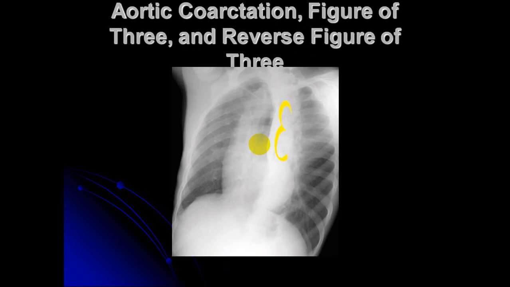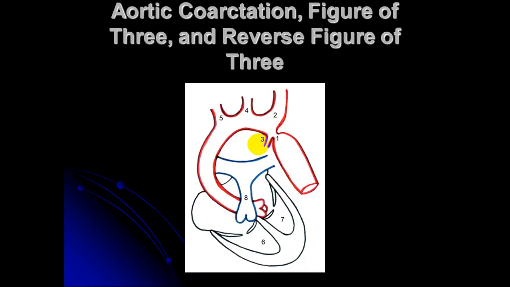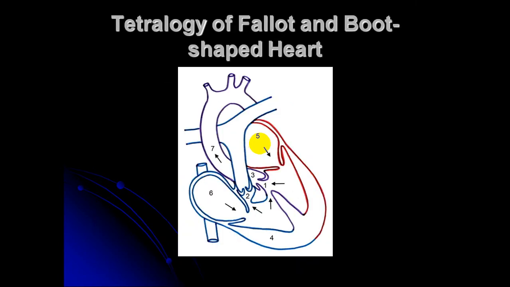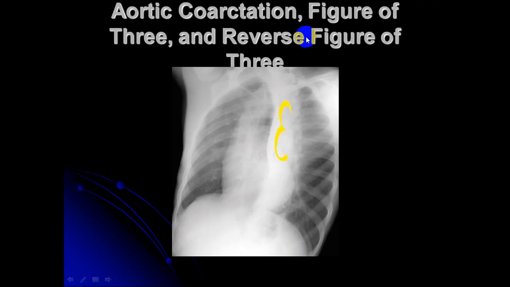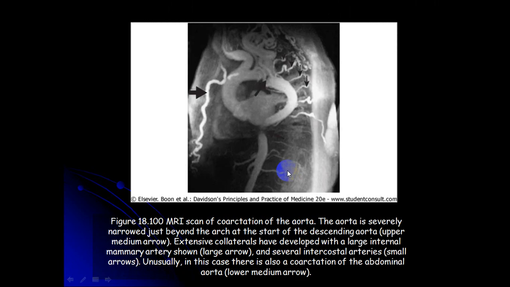Coarctation of the aorta is the reverse figure 3. Look at that there, or from the other side. In coarctation, the aorta is severely narrowed just beyond the arch at the start of the descending aorta. Extensive collateral dilatation, this is intercostal, usually the cause of rib notching. This is extensive collateral.